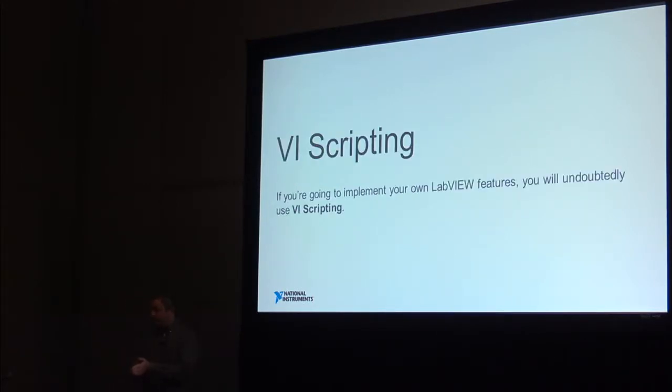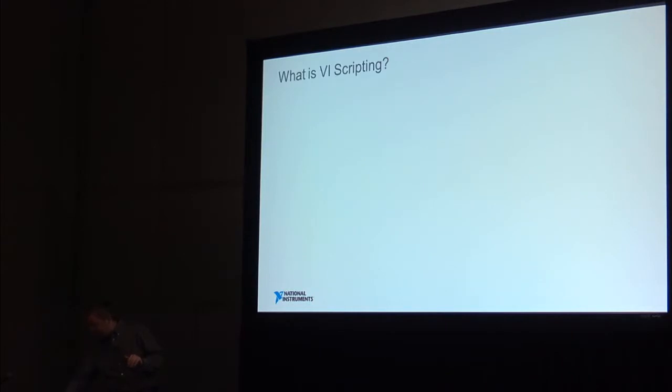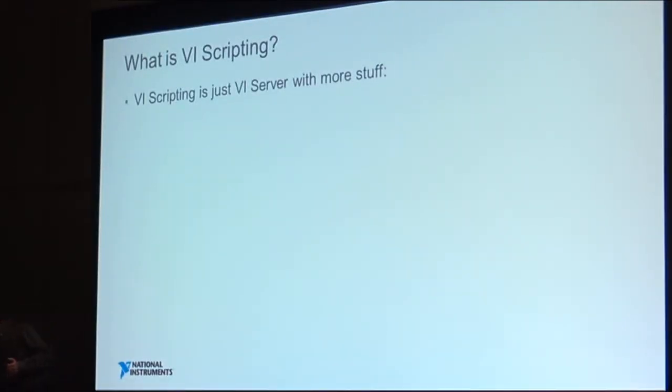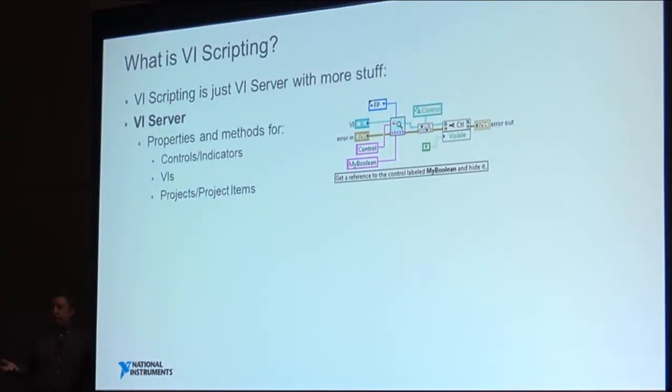All right, so if you are going to implement your own LabVIEW features, you've got to know what VI scripting is. So we're going to spend the next 10 minutes or so talking about what scripting is. If you've never heard of VI scripting, it's actually very simple. It's VI Server. It's just got some more stuff. So with VI Server, hopefully most of you are familiar with it. You get properties and methods for doing things with controls and with VIs. You can mess with things in the project if you want to. If you look at that screenshot there, we're getting a reference to a control in the front panel called myBoolean, and we are setting its visible property to false.